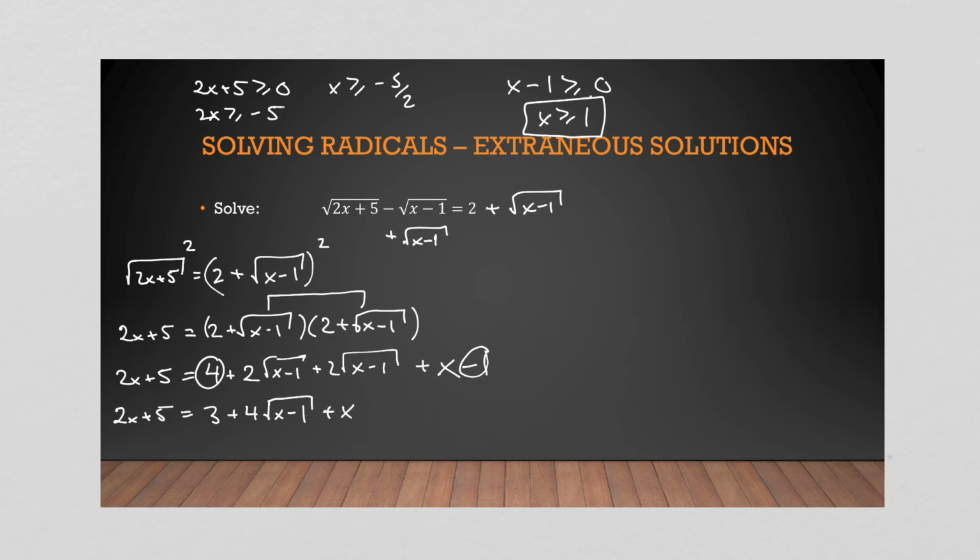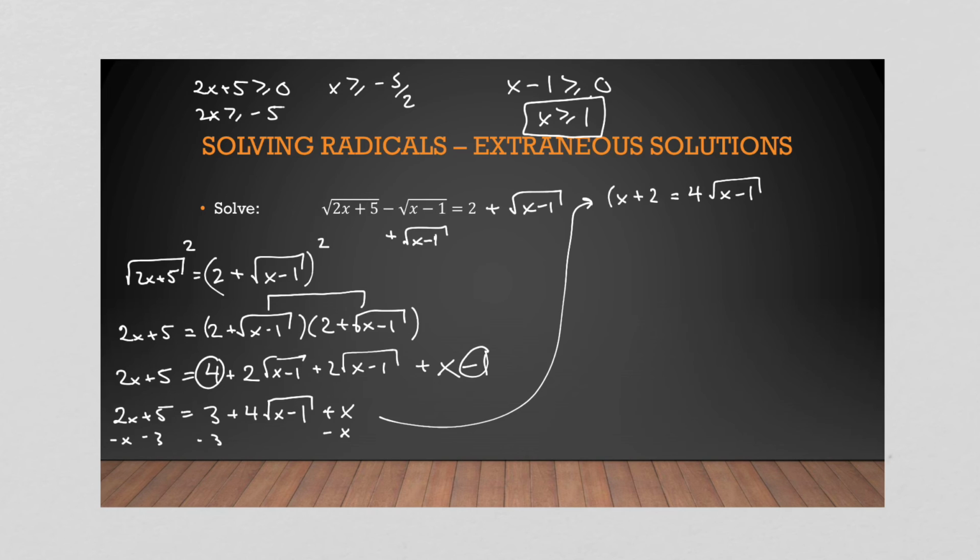Now what you want to do is get everything onto one side of the equation except for the root. So we'll subtract 3 from this side and subtract x from this side. Subtract x, subtract 3. And now we have x plus 2 equals 4 times root x minus 1. So we got to keep going. We're going to have to square it again.